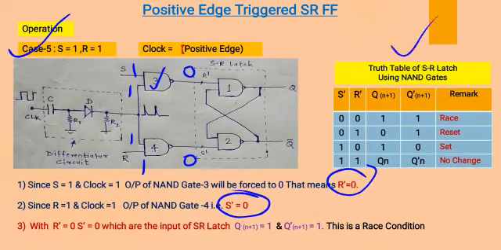Again we will observe this truth table. When R dash and S dash are 0 0, at that time Q is also going to become 1 and Q complement is also going to become 1. Now if you observe this circuit, R dash is 0, so at least one input of NAND gate 1 is 0, therefore its output will become 1, and at least one input of NAND gate 2 is 0, that is S dash is 0, so Q complement is also going to become a 1.